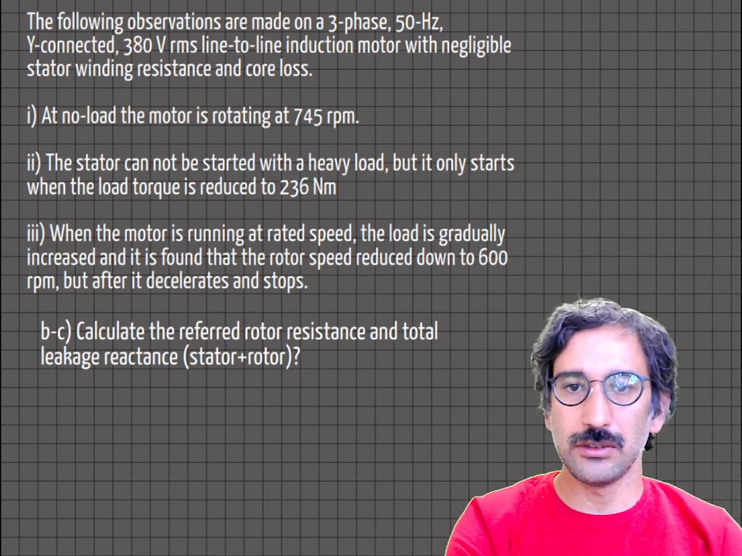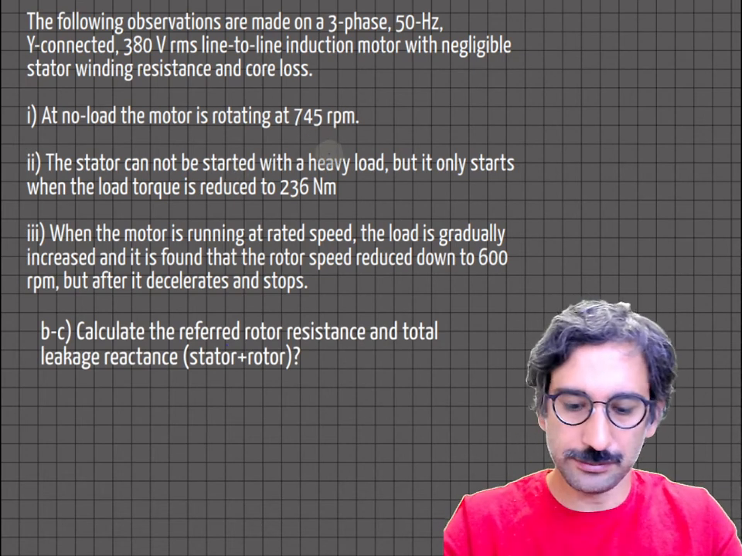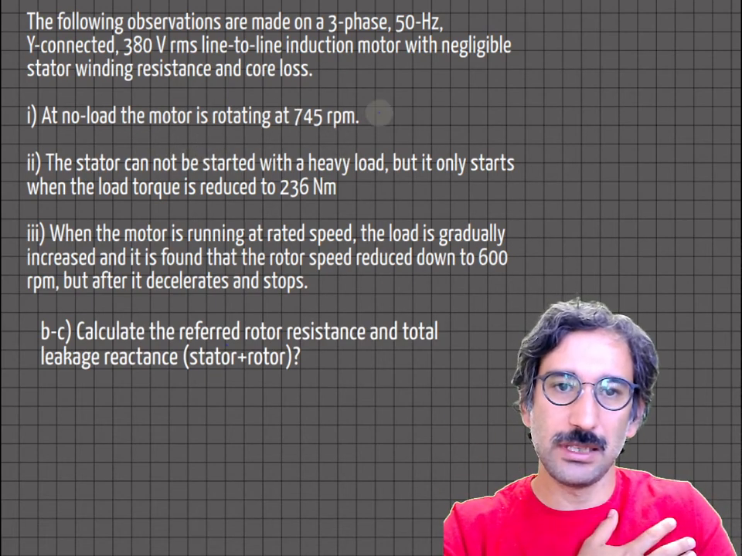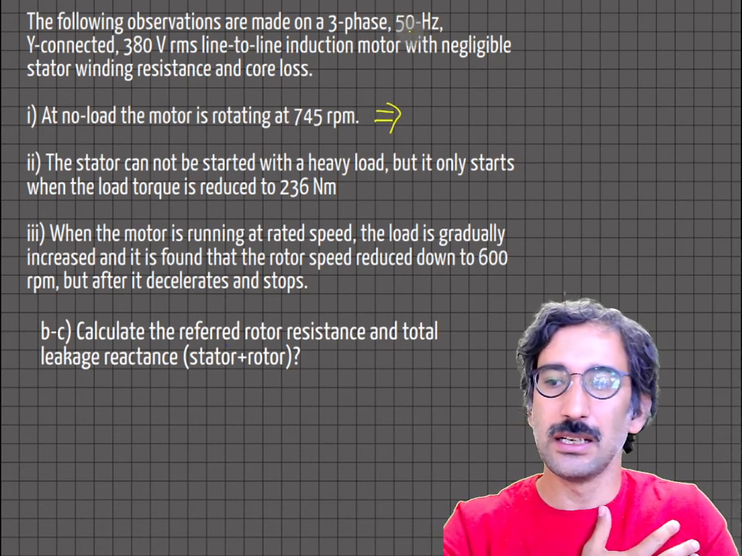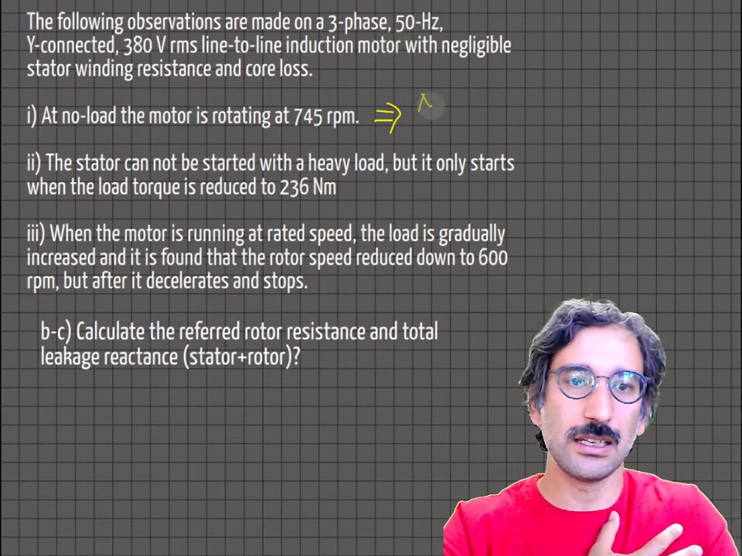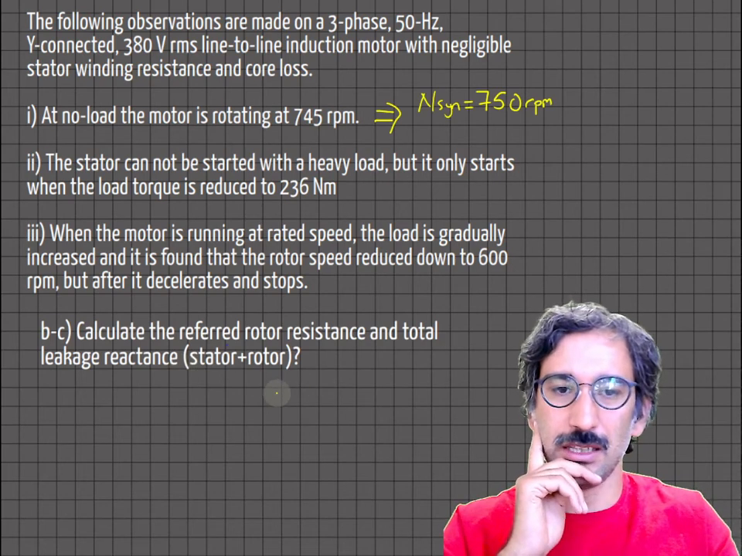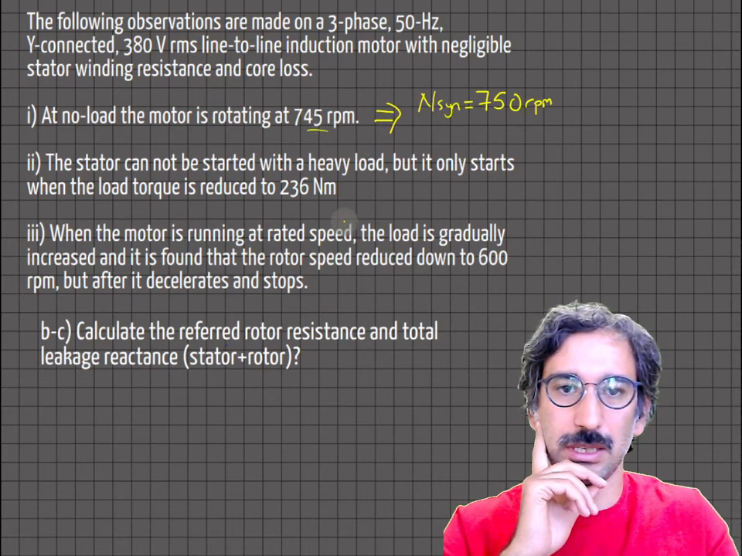At no load the motor is rotating at 745 rpm. So we will think about that one. If at no load the motor is rotating at that speed, that implies it's probably driven by 50 Hz. So the synchronous speed should be 750 rpm, because I think I forgot to write it here, but in the first part it asked for the number of poles, so I will use that information.